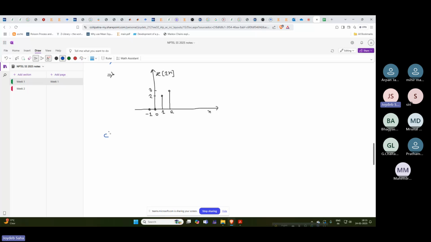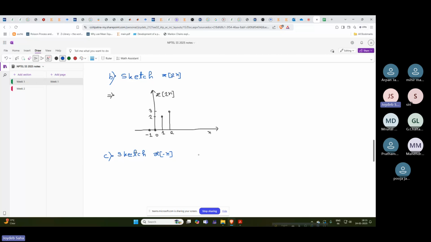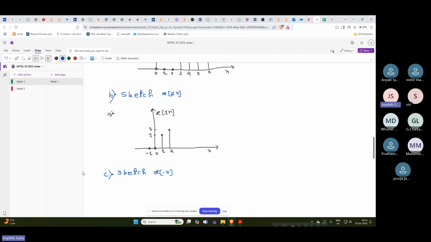Part C of this question, plot or sketch x of minus n. Again, you people try to solve. Anyone is lobby to enter? No. Okay. Sketch x of minus n. Again, you people try to solve this.